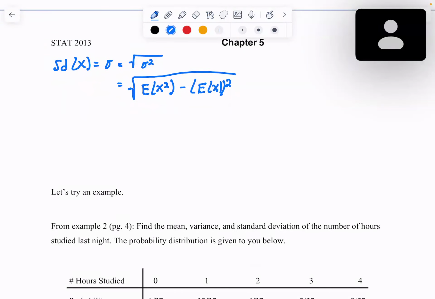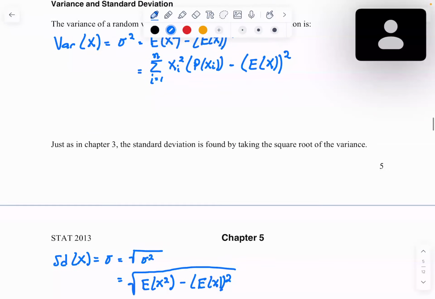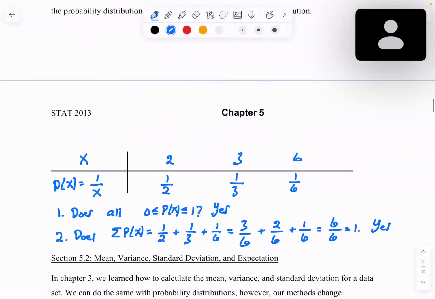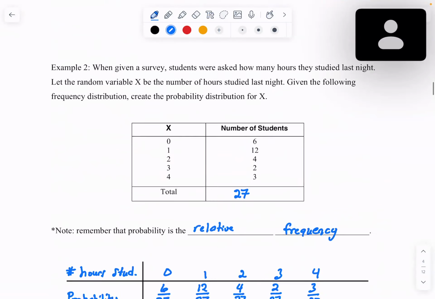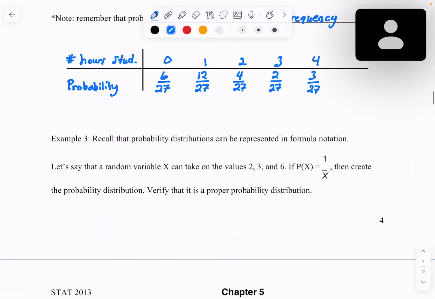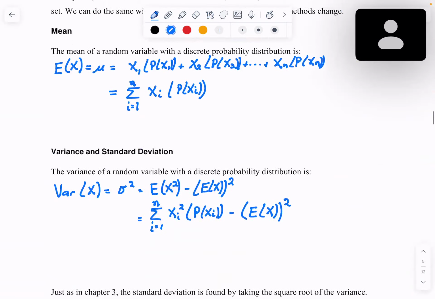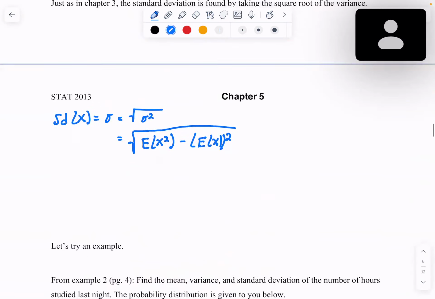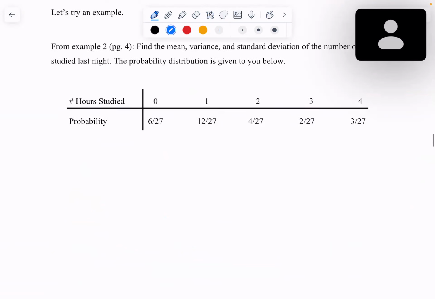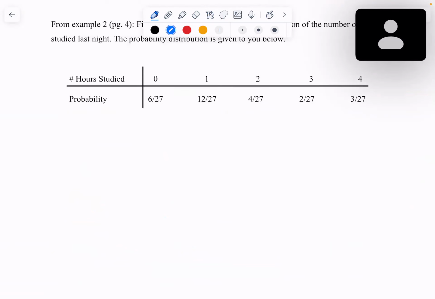So then, if we want to use these formulas, let's do this with an example that looks at the previous one that we looked at, where we looked at the number of hours studied. What we're going to do is calculate the mean number of hours studied for the sample, the variance, and the standard deviation. Here we are given the probability distribution again. So the first thing we want to do is find the mean. I'm going to go step by step.